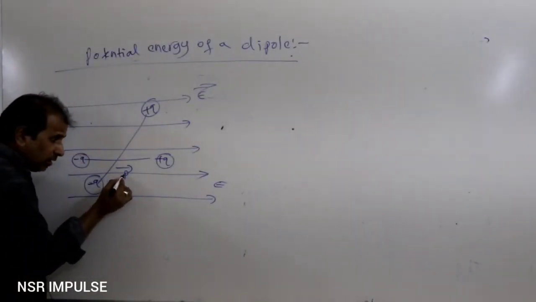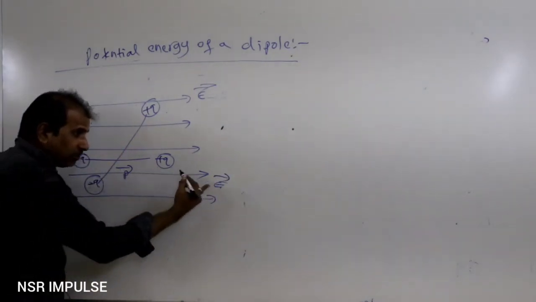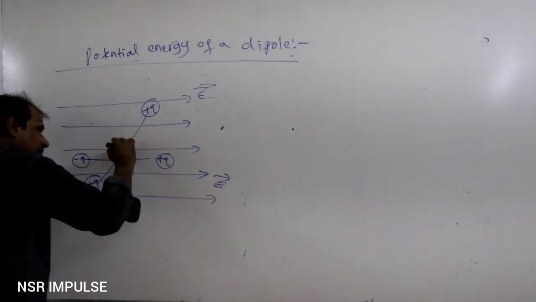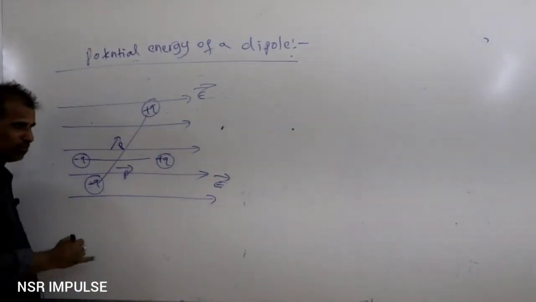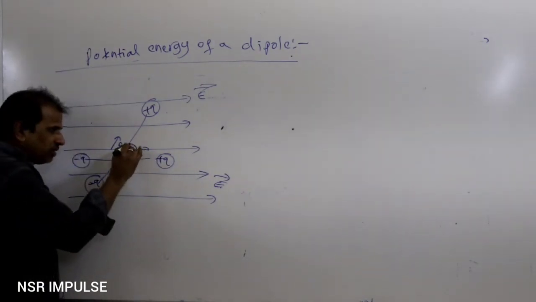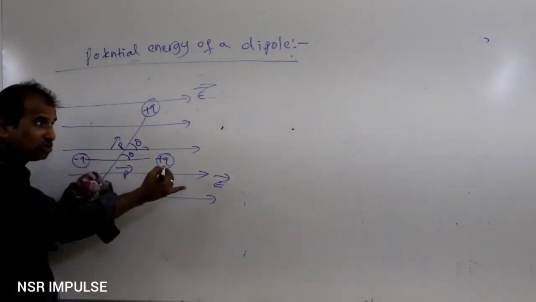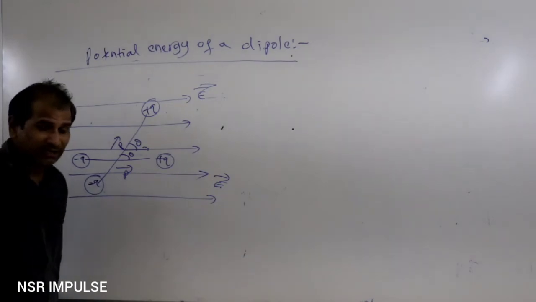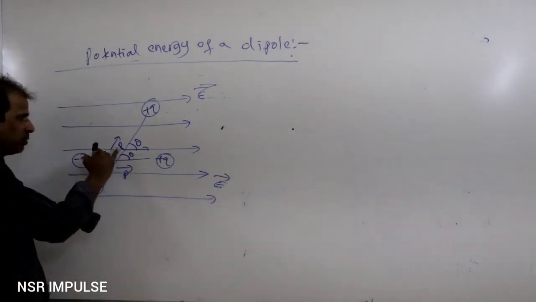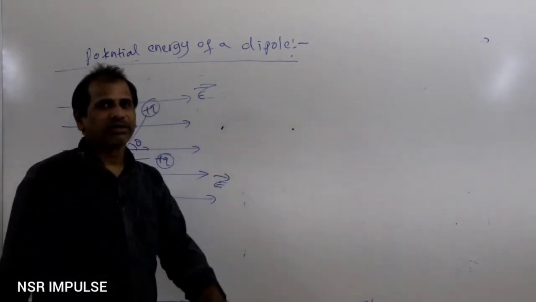Theta equal to 0 means P bar is parallel to E bar. What is the angle between P bar and E bar? The initial angle is 0. Now if you rotate, this becomes P bar, the dipole moment, and this is E bar. The angle between these two becomes theta. We rotated the dipole from 0 angle to angle theta between P bar and E bar.